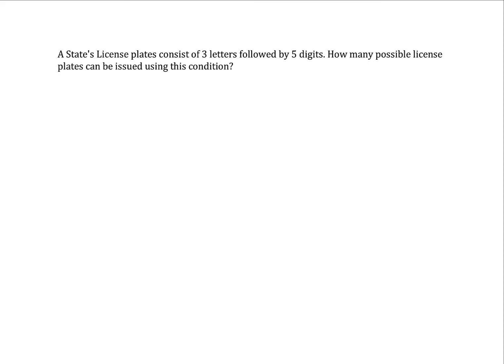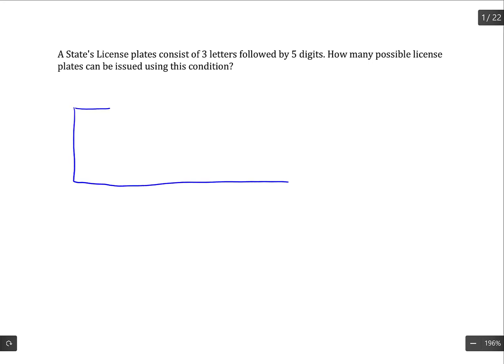A state's license plates consist of 3 letters followed by 5 digits. How many possible license plates can be made using this condition? Well, if you think about a license plate, you have a set of letters and numbers arranged on here.